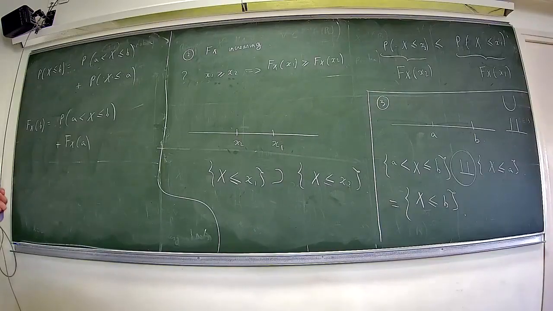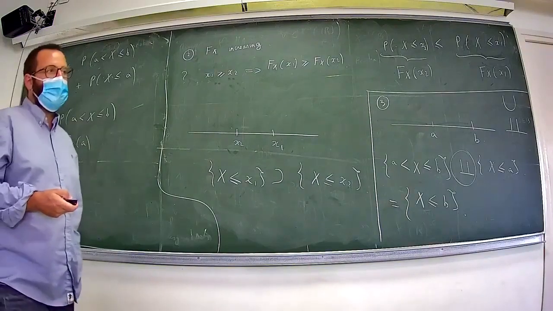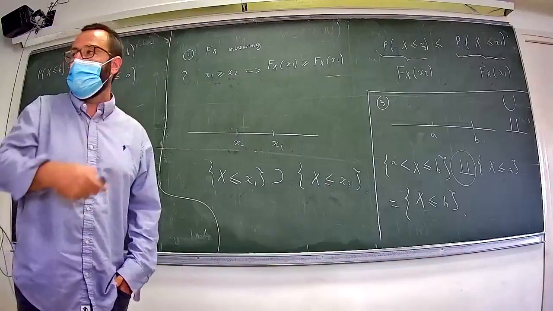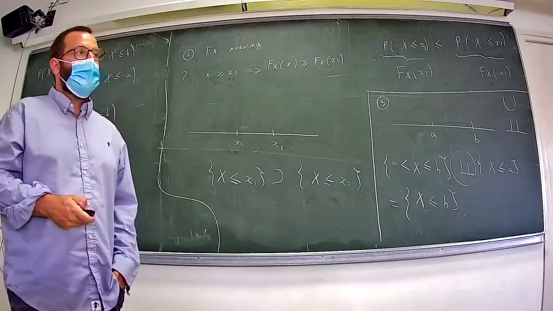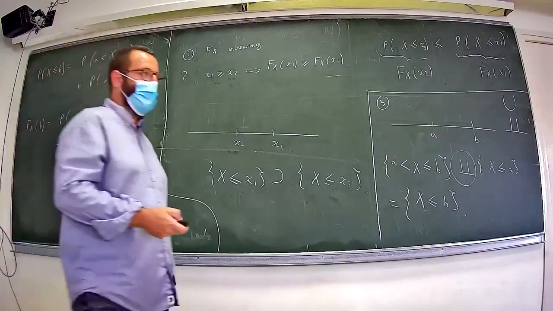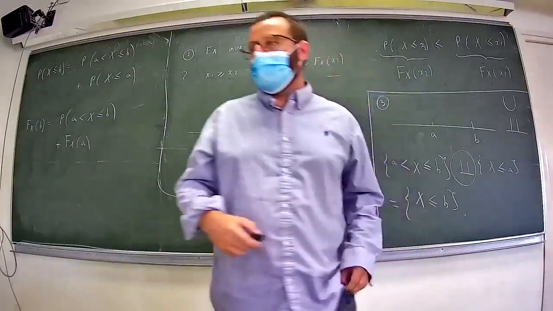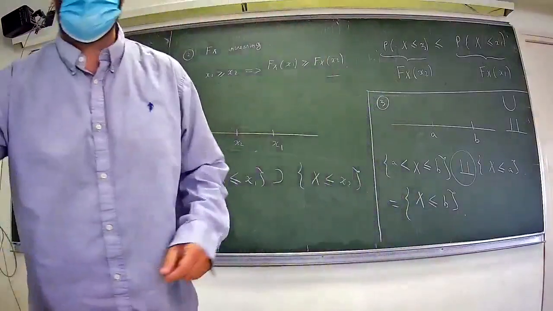So I have done the proof of the tree first here. And I repeat that you can also prove that the limit of the distribution function in minus infinity is 0, as we have seen in the case of the indicator function. The fact that its limit in plus infinity is 1. The fact that it is right continuous. What is the meaning of right continuous?